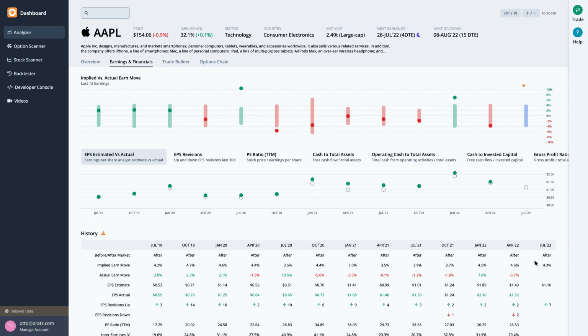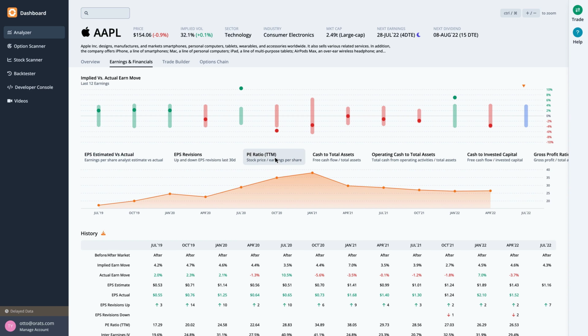We can overlay quarterly financial data by clicking on the ratios below the earn move graph. Let's look at the PE ratio, which is the stock price divided by the trailing 12 months earnings per share. For AAPL, the current PE ratio is 25.0, which is 7.5% under the average for the last 12 earnings observations.